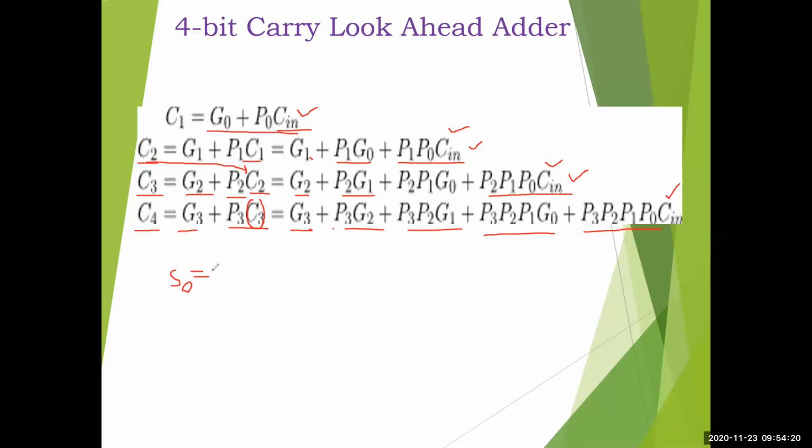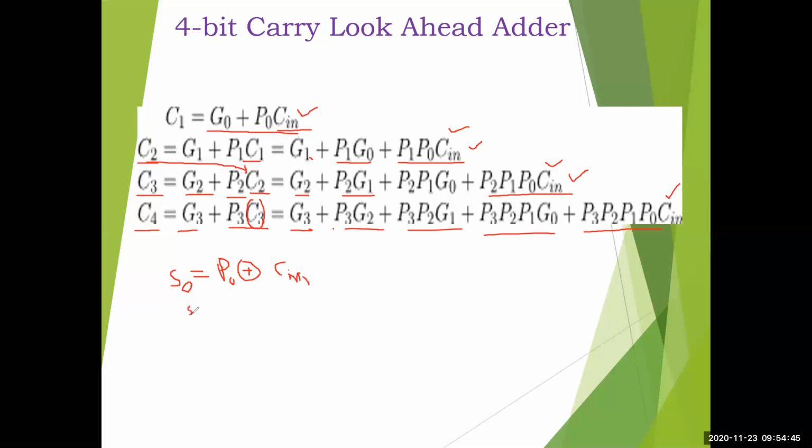So what was that? Pi XOR Ci, right? So Pi XOR Ci. Pi is there, we have done that. With respect to S0, you have to write P0 XOR C1, right? So for i equal to 0, what is that equation? Accordingly, here this is Cin. In the first case it is Cin.